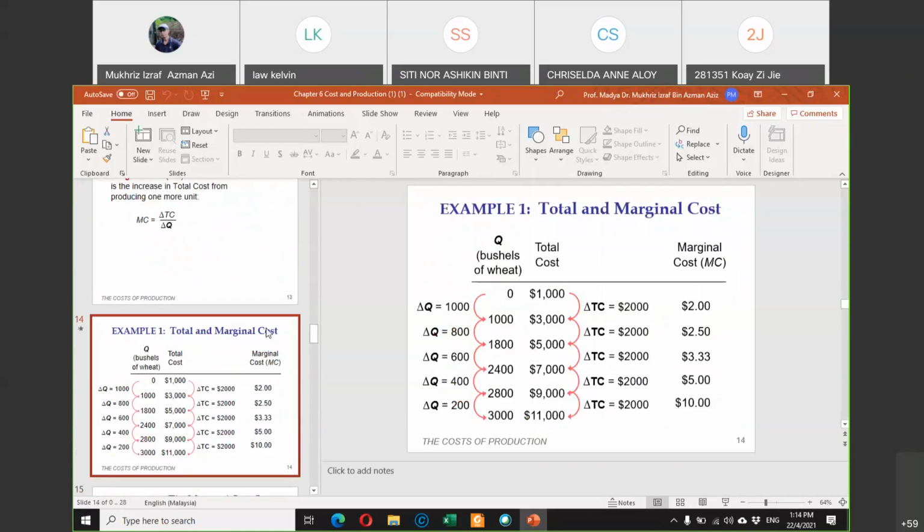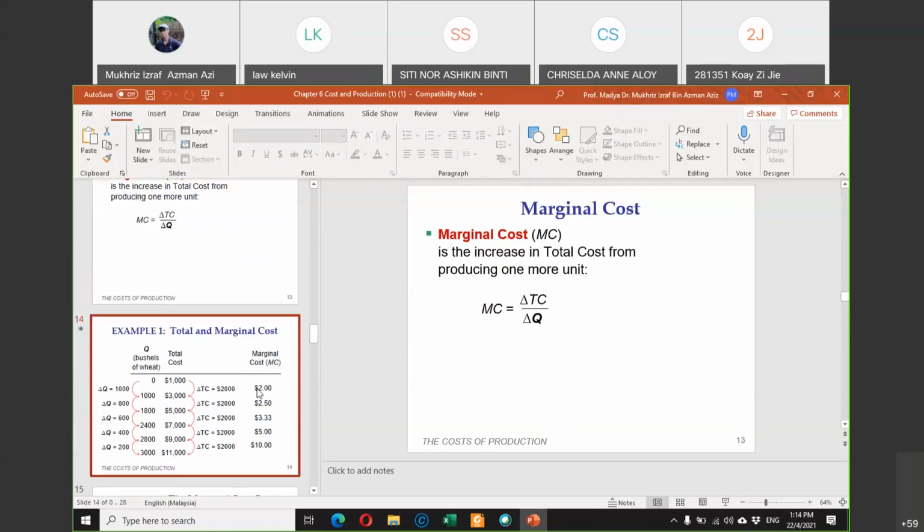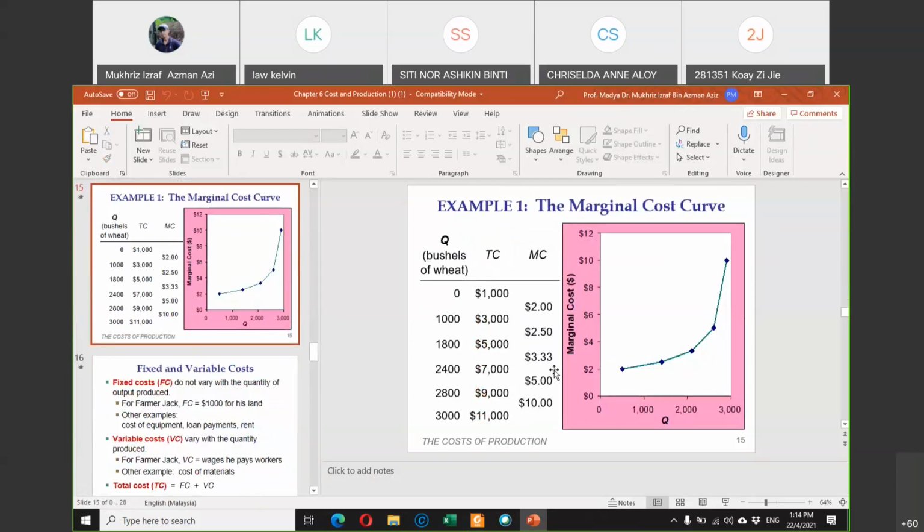You also look at the concept of marginal cost, which is the opposite of marginal product. Marginal cost is the increase in cost when you increase output. The formula is simply the difference in total cost divided by the difference in output, for every increase in your output. This is the simple example that we used to calculate.